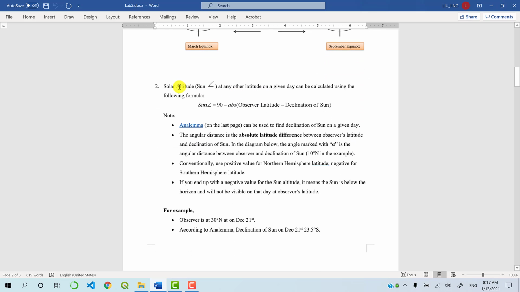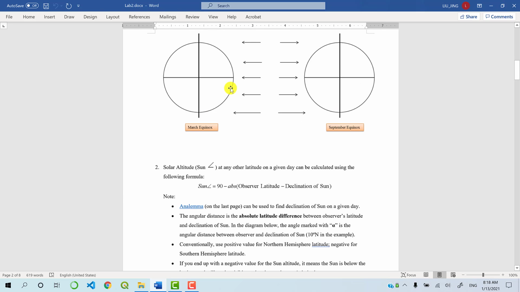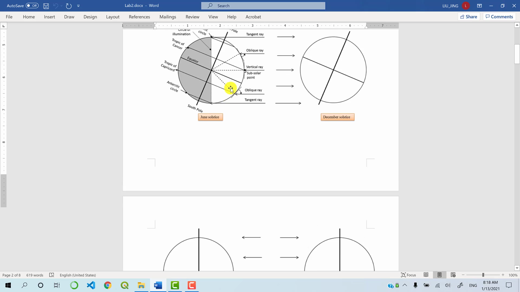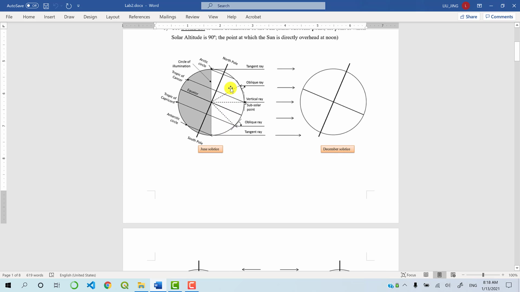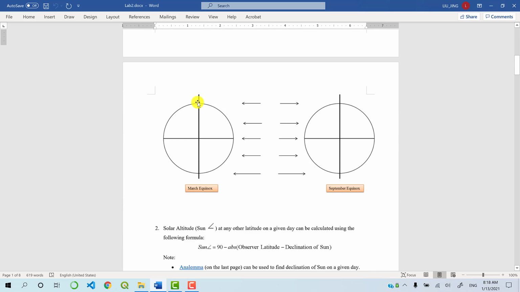And the second question asks you to calculate the solar altitude, or how high the sun is above the horizon. You can see this is the horizon, and this is the angle, right? At any other latitude, not just those very typical ones, the circle of illumination, Tropic of Cancer, Tropic of Capricorn, and so on and so forth.